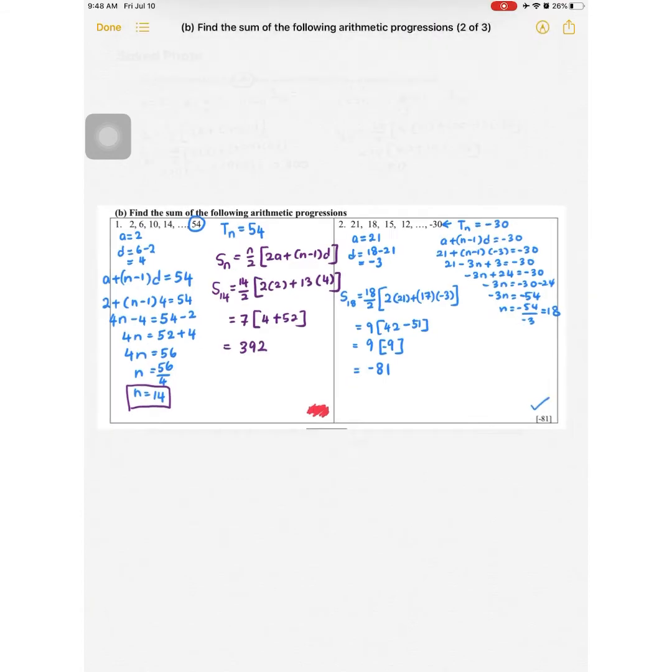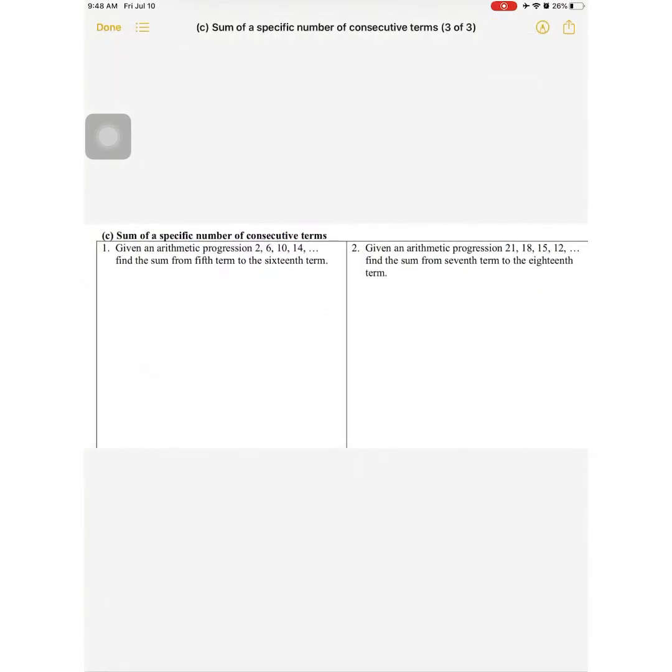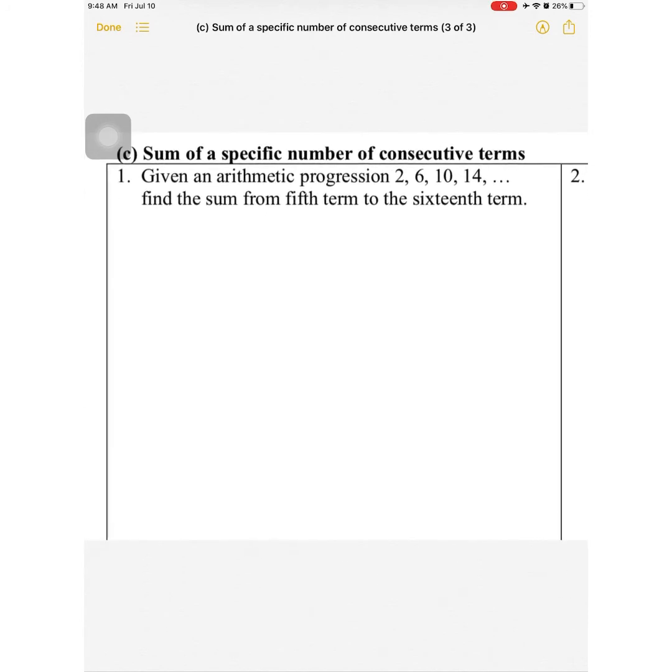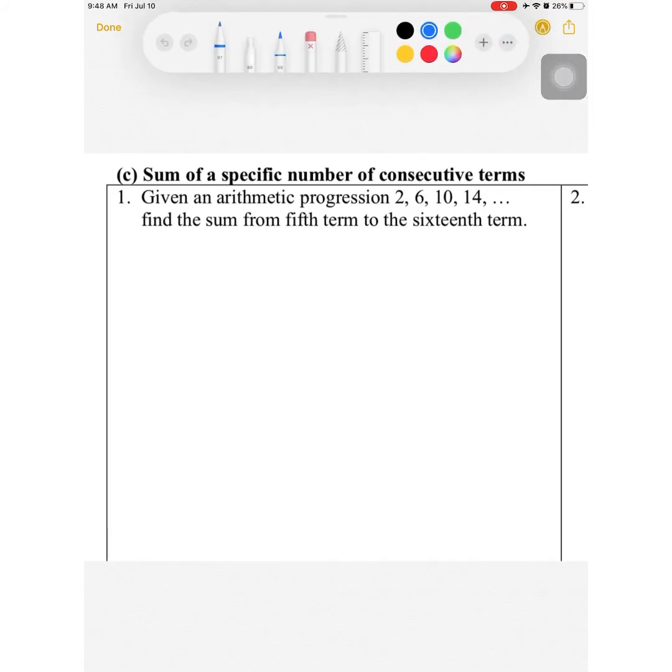So for the next one, last question. Question C, we have to find the sum of a specific number of consecutive terms. Now, you were given a sequence 2, 6, 10 and 14. So you have to find the sum from the fifth term to the 16th term.